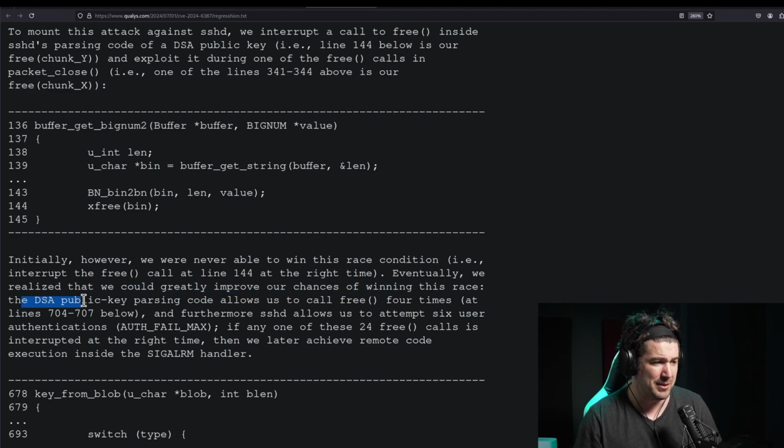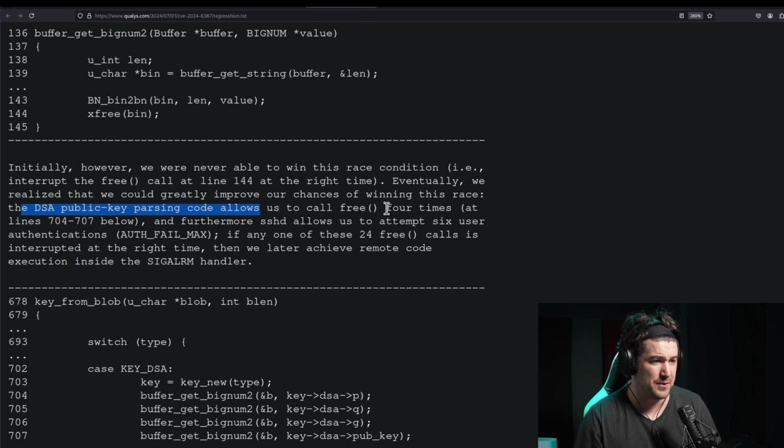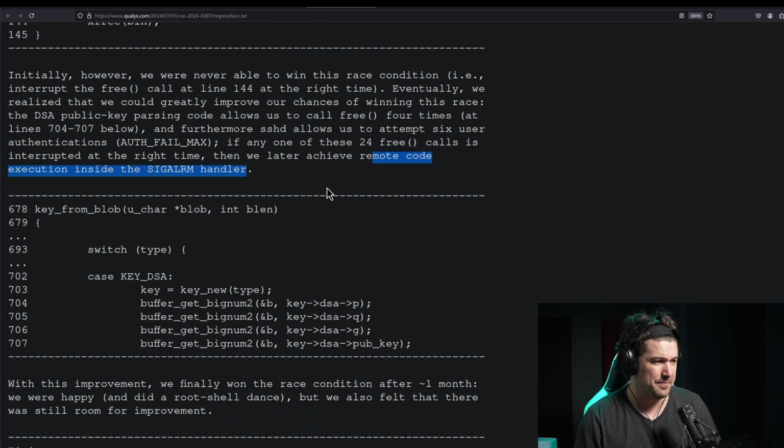Eventually, we realized that we could greatly improve our chances of winning this race. The DSA public key parsing code allows us to call free 4 times at these lines. And furthermore, SSHD allows us to attempt 6 user authentications. If any one of those 24 free calls, so 6 times 4, is interrupted at the right time, then we achieve remote code execution. So basically, they're just blasting the server with more calls instead of doing it one at a time.